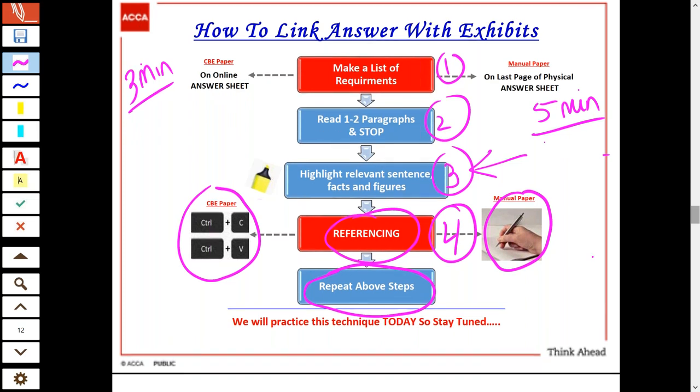Okay, now sometimes it can also happen that you will feel that one point can go into more than one answer. Maybe it can fit into two questions. So you can write both question numbers in front of the paragraph. And CBE students, you can copy paste that sentence under both the questions. So just identify and pick up important information. Rest everything is done. Okay.